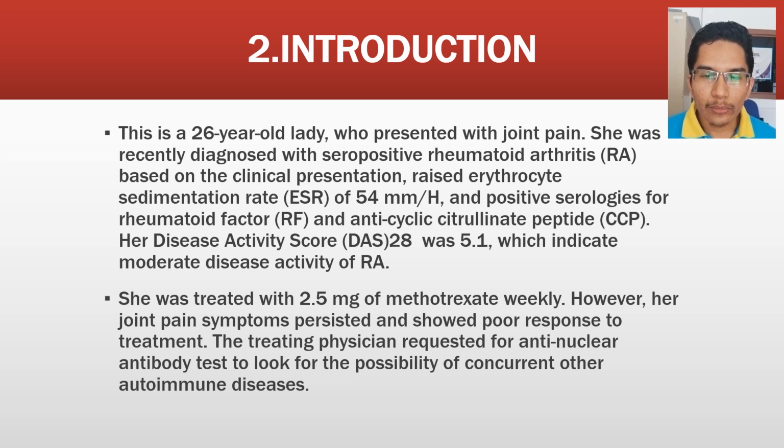She was treated with 2.5 mg of methotrexate weekly. However, her joint pain symptom persisted and showed poor response to treatment. The treating physician requested an anti-nuclear antibody (ANA) test to look for the possibility of concurrent other autoimmune diseases.